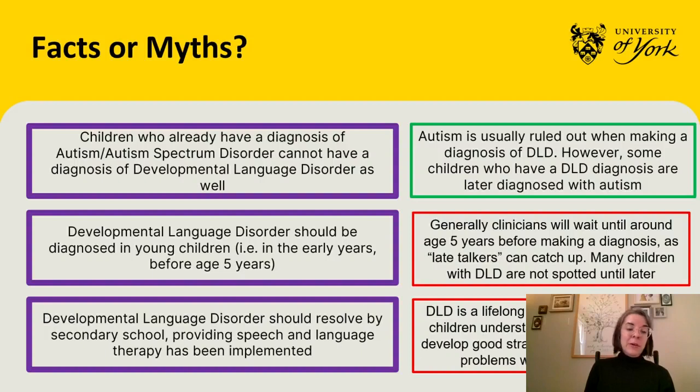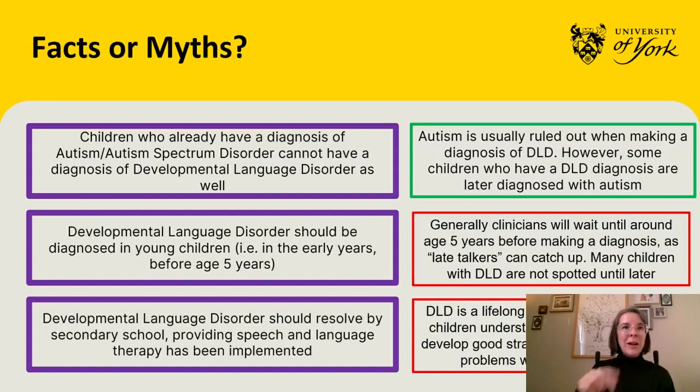DLD is a lifelong neurotype, so it will not resolve by secondary school, even if speech and language therapy has been implemented. Speech and language therapy can be so helpful, particularly for children to develop good strategies and self-advocacy skills, but the language problems will never be removed by speech and language therapy. We can think of this as a bit like autism. There are no interventions that remove autism. A child who is autistic is going to be an autistic adult. It's the same for DLD.